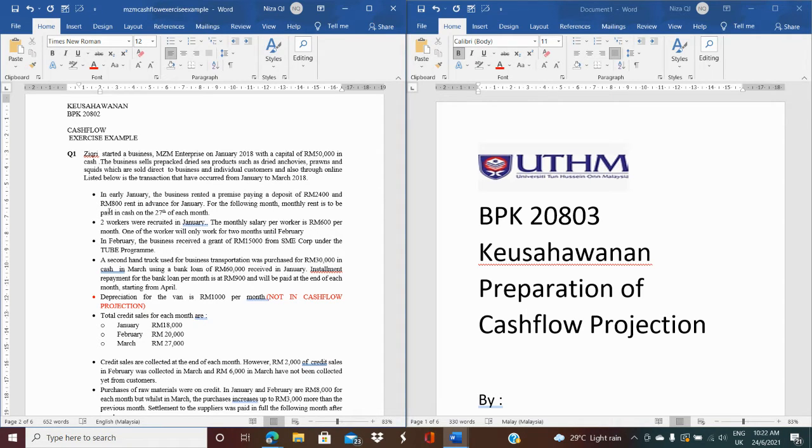In February, the business received a grant of RM 15,000 from SME Corp under the TUBE program. The fourth transaction: a second-hand truck used for business transportation was purchased for 30,000 in cash in March, using a bank loan of RM 60,000 received in January. Installment repayment for the bank loan is 900 per month, paid at the end of each month starting from April. Then the following information: depreciation for the van is RM 1,000 per month.